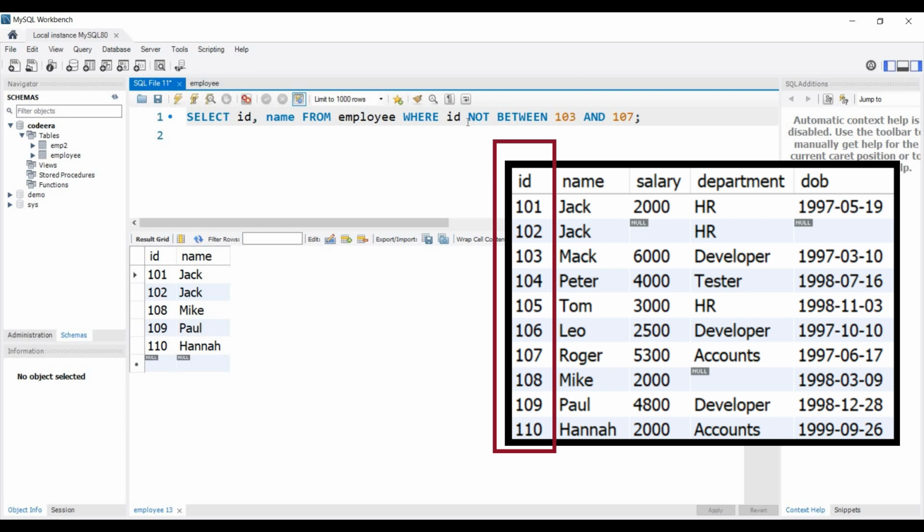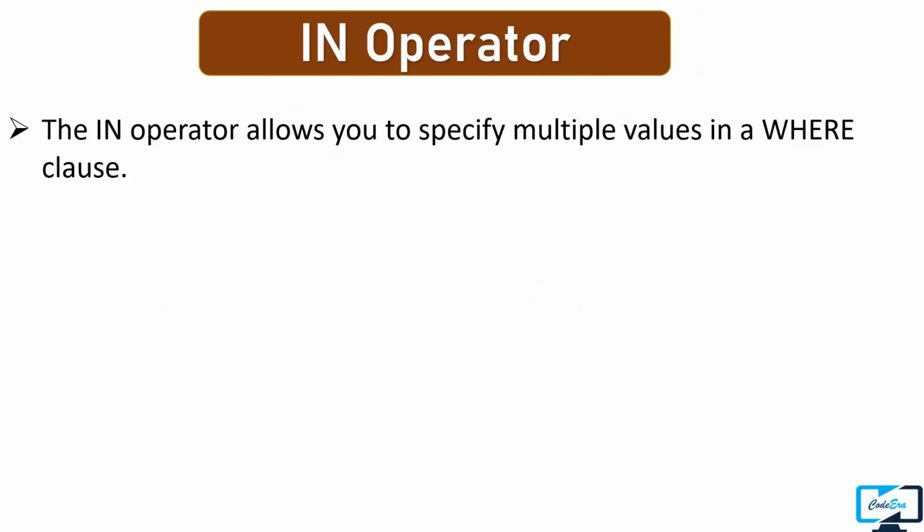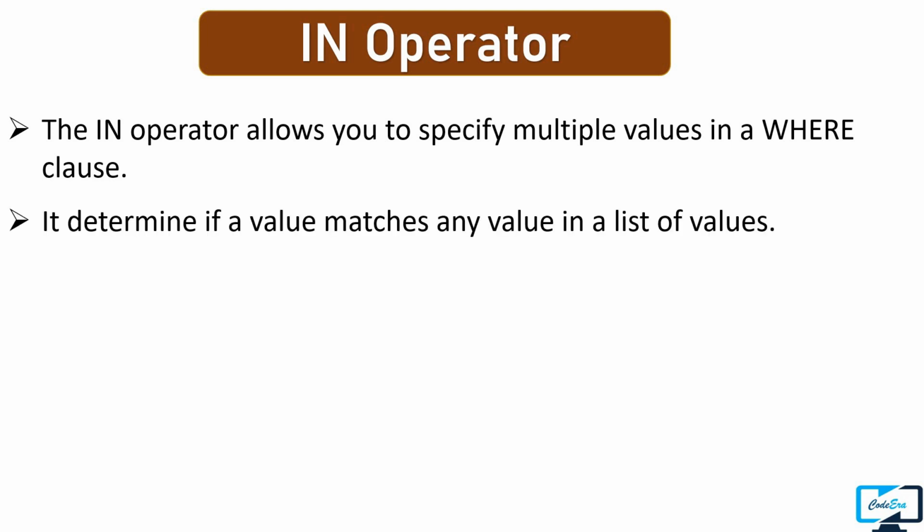So in this way, between and not between operator works. So now we will discuss the in operator. With the help of the in operator, we can specify multiple values in the where clause. Here we specify multiple values in a list. The where clause will check whether the column value matches any value in the given list or not.